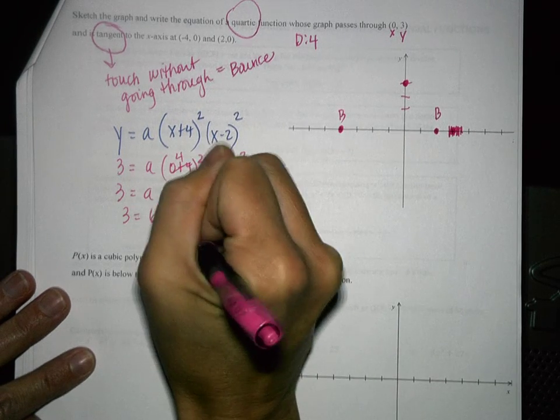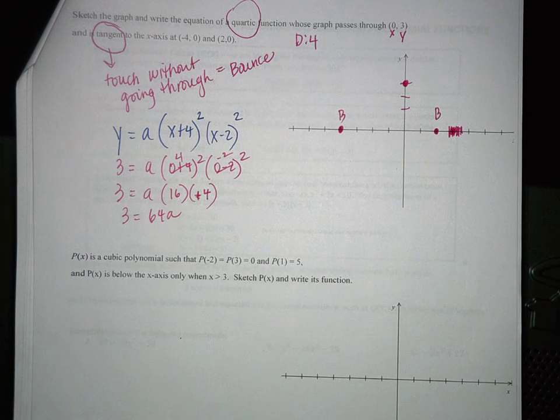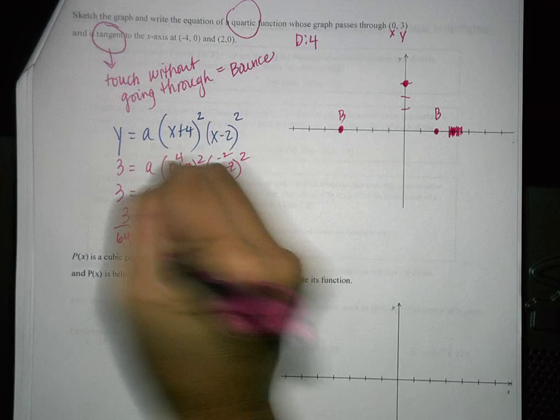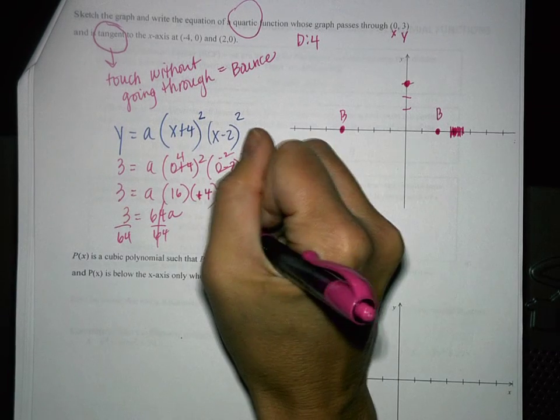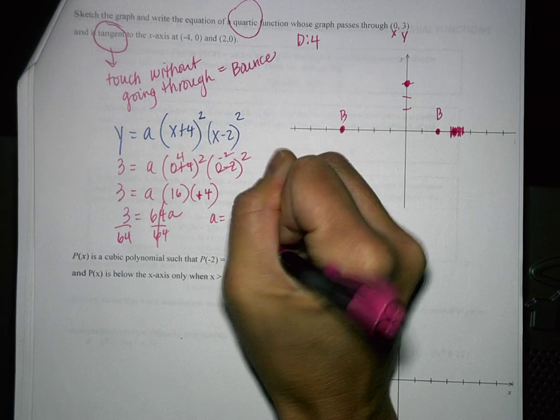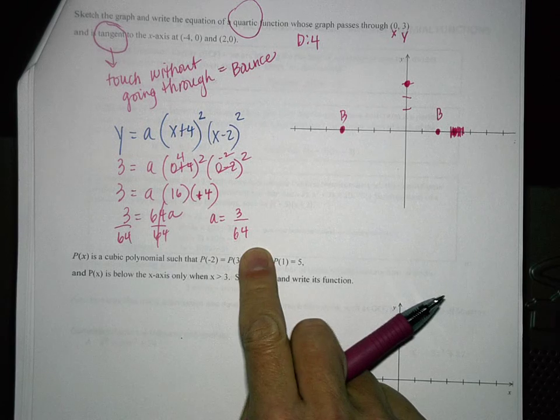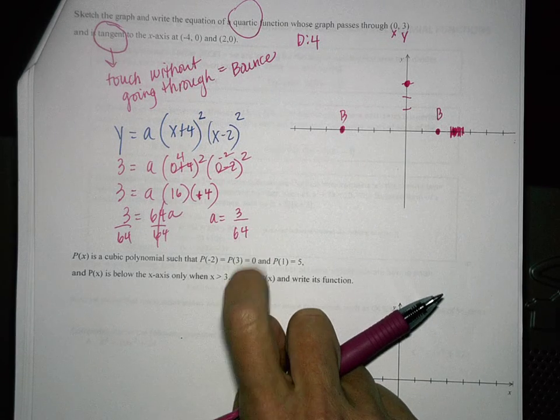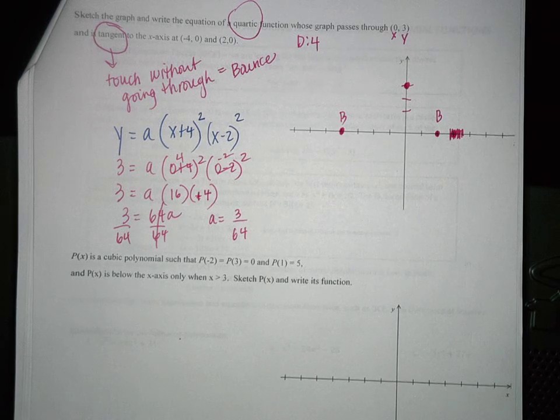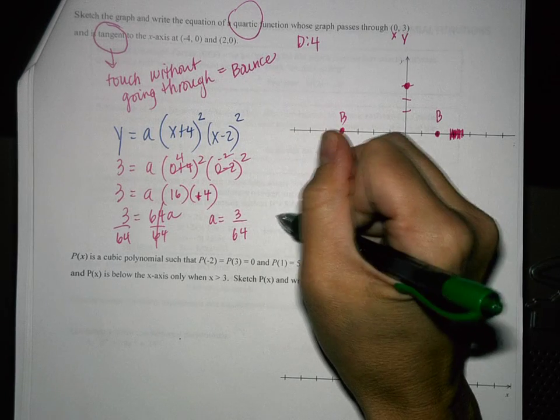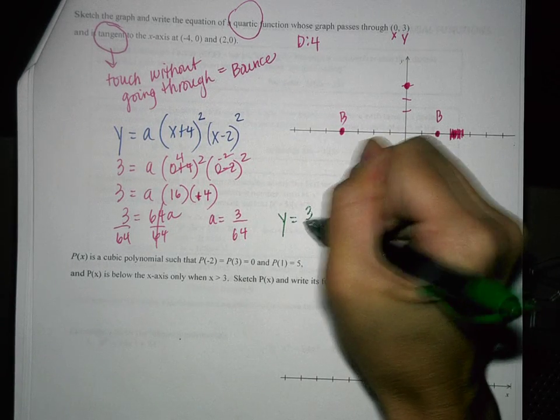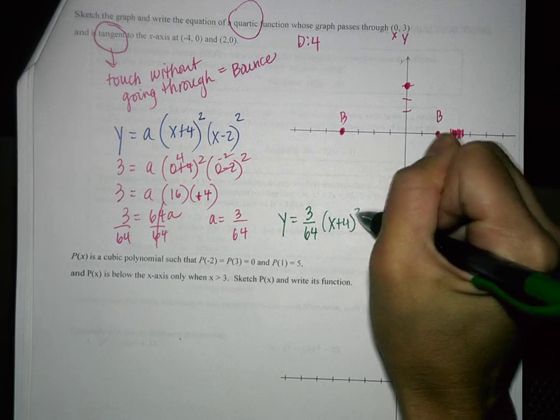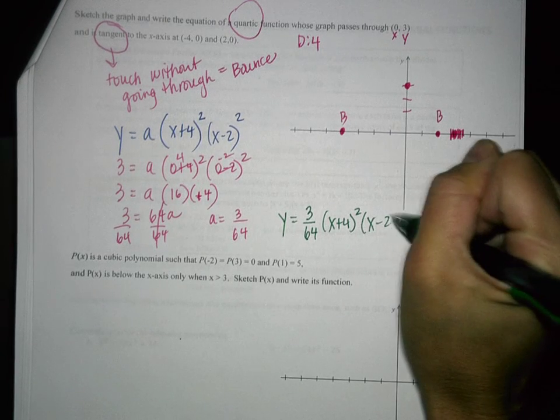My last step would be to divide by 64. Can 64 reduce with 3? No. What's the shortcut for 3's when you're checking? Add them together, and 6 plus 4 makes 10. 10 is not divisible by 3, so therefore this is not reducible. And so what will be my equation? Okay, so there's my equation.